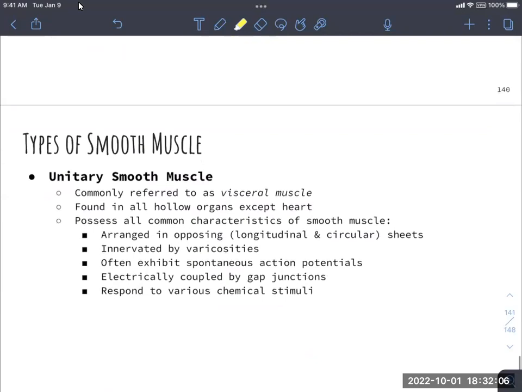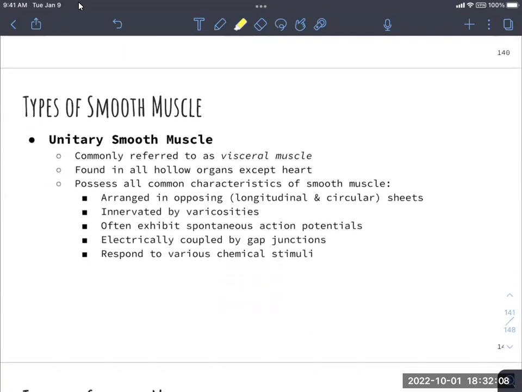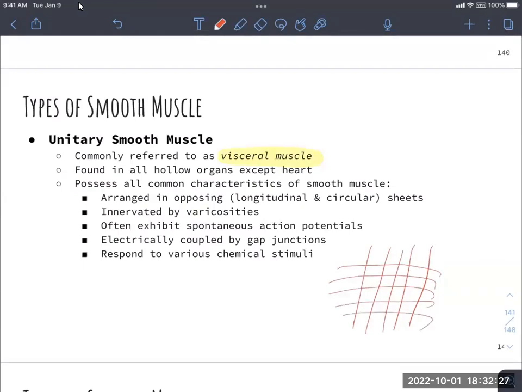A unitary smooth muscle, or visceral muscle, is found in all hollow organs except for the heart. That is where we have those longitudinal sheets of cells and then those circular sheets of cells. They have those varicosities, so they all kind of attach together and come out to one neuron.